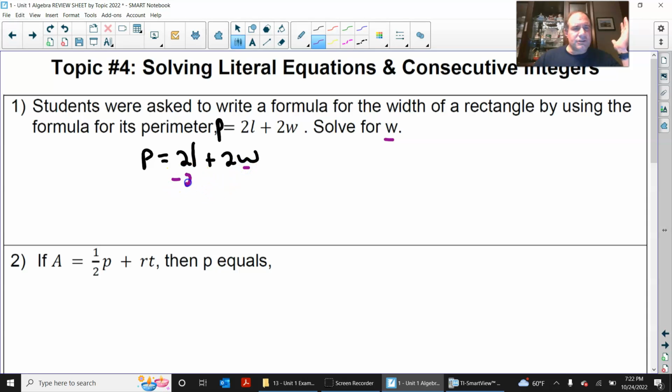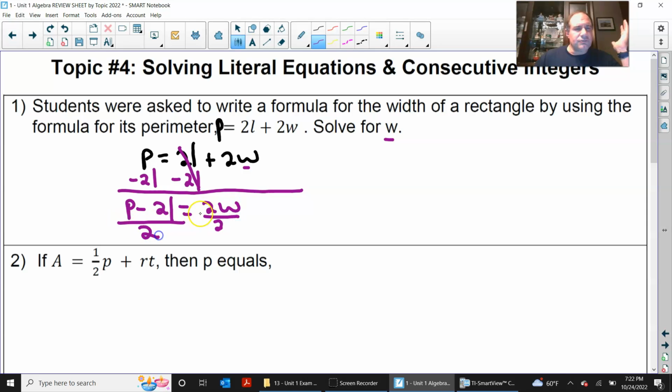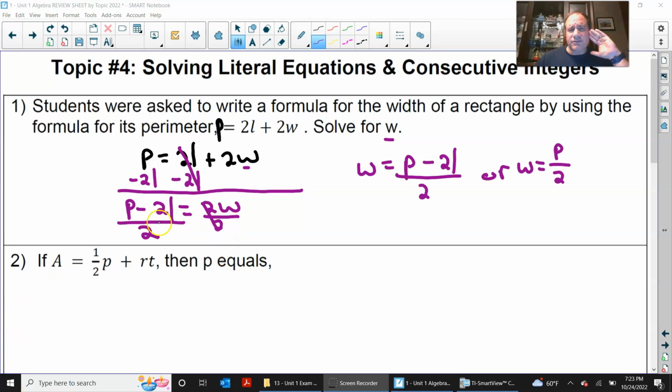So you're going to minus the 2L right off the bat, minus the 2L. This cancels. You have P minus 2L equals 2W. And to solve for W, you just have to divide by 2. And the 2's cancel, and you get W equals P minus 2L over 2.